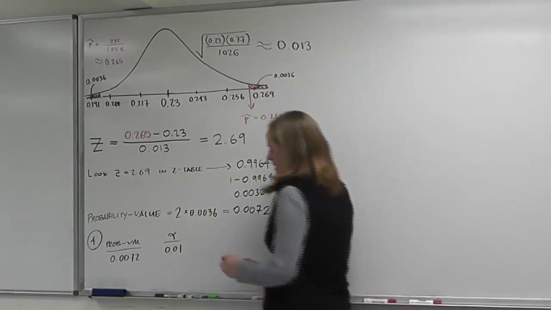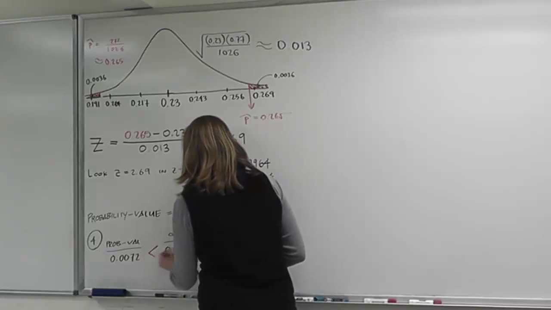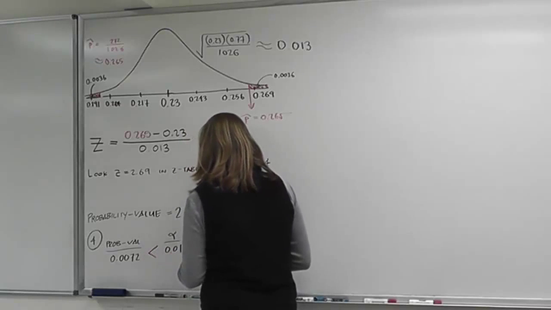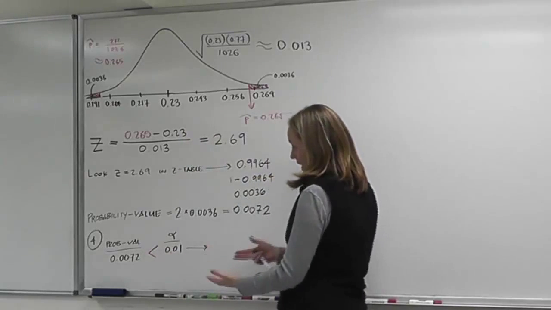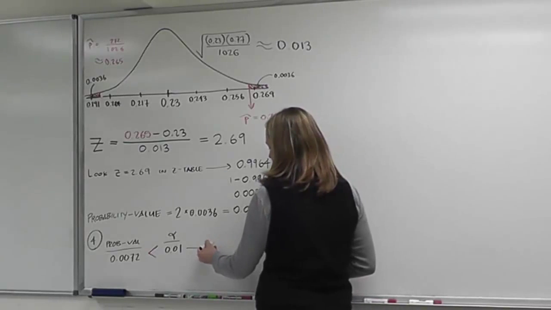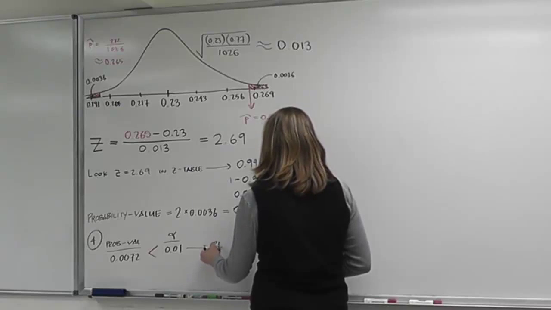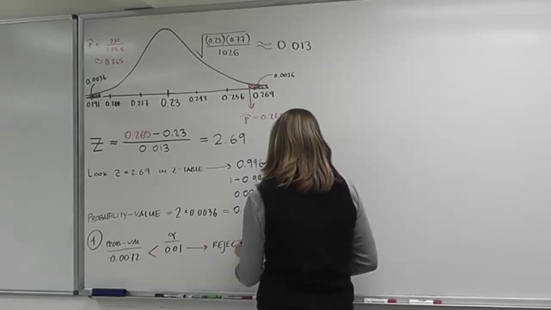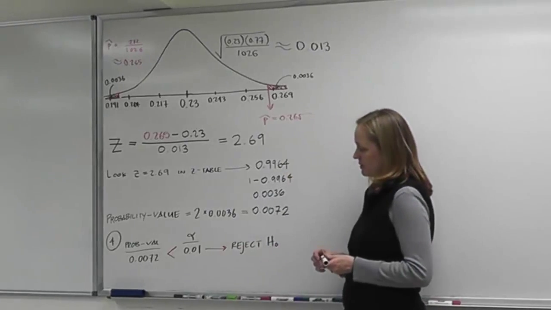P-value is less than alpha. Less than alpha. And that's the case if the p is extremely small or smaller than the alpha. Our decision criteria told us we were to do what? Reject. The null. Reject the null hypothesis.